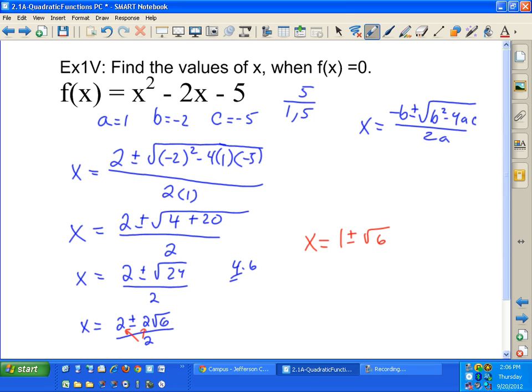And so remember, this is two solutions. It's either x equals 1 plus root 6 or x equals 1 minus root 6. And if you need to know what those numbers are, you can put these into your calculator to approximate where they're crossing if you had to graph them or something like that. But that's the quadratic formula. Hopefully you remember that.